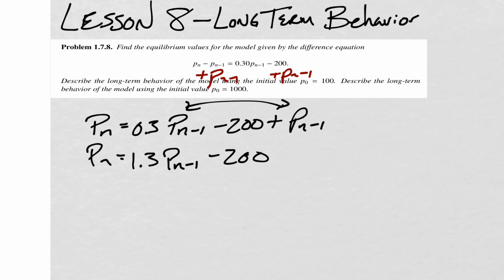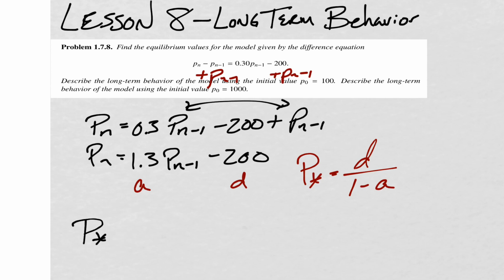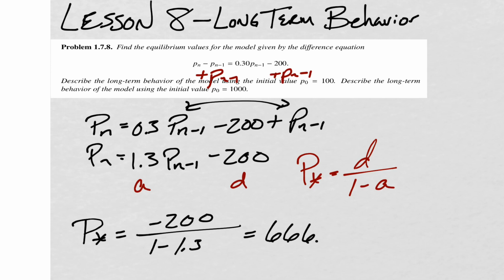Right? And so now if we're finding the equilibrium value, we know that there's a formula in the formula reference card to find this that says P star is equal to D over 1 minus A. This is my A parameter. This is my D parameter. So now I'm going to substitute my values into the formula. P star is equal to negative 200 divided by 1 minus 1.3, which is equal to 666.67.